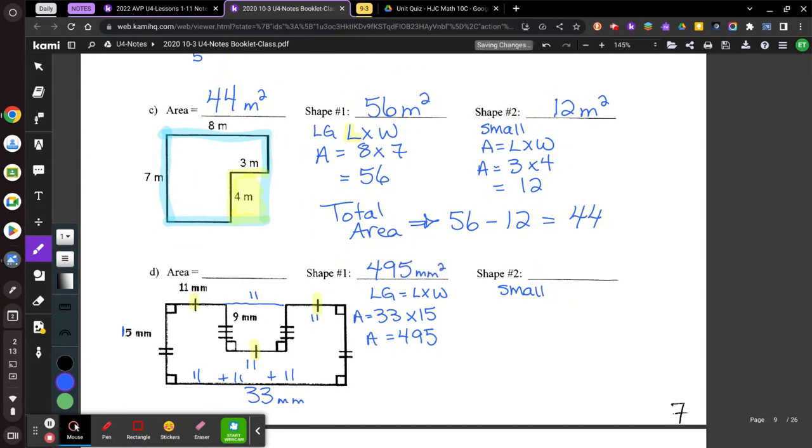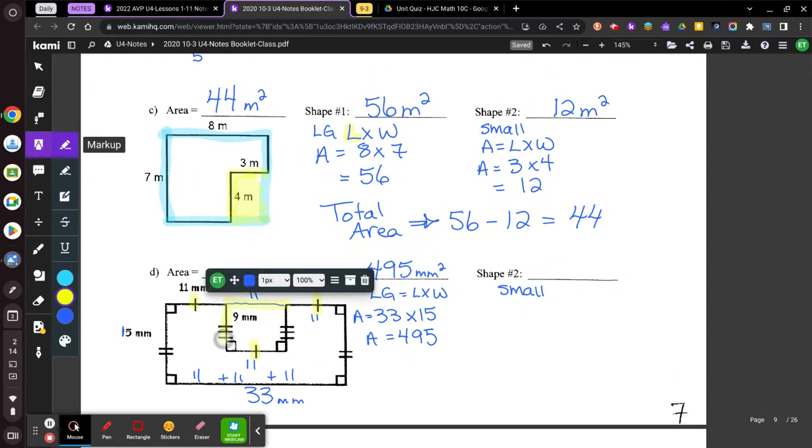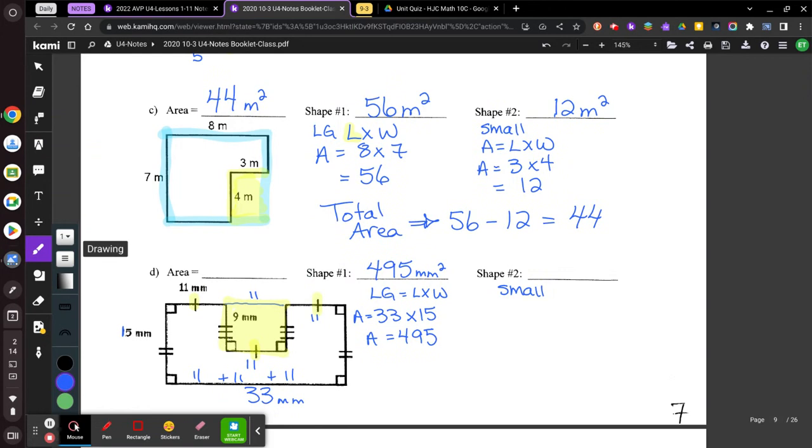Now my small object, that's going to be this little one on the inside here. Okay, it's going to be that guy right there. And it's still a rectangle. The one line is 9, the other one is 11. So this guy is going to be area 11 times 9. So the area here is going to be 99 millimeters squared.